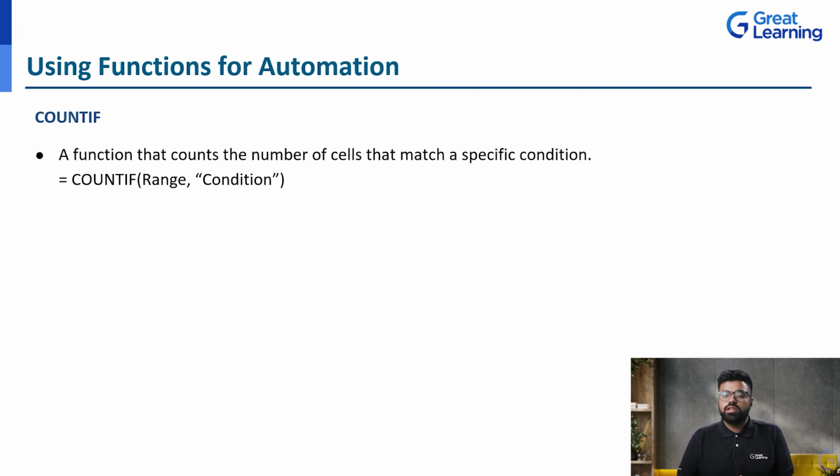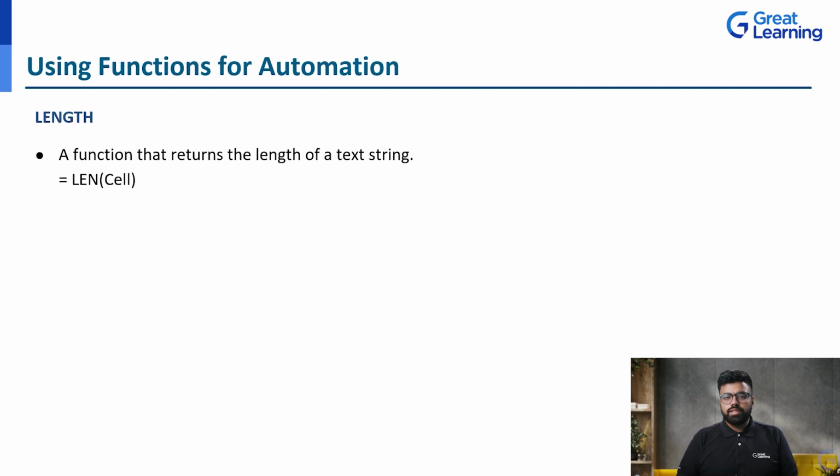COUNTIF is a function that counts the number of cells that match a specific condition. The syntax is equal to sign, COUNTIF, the range and the condition. At the end, what it will give is the number of times that condition has been met. The second one is LEN, a function that returns the length of a text string. It will tell you how many characters there are. The syntax is equal to LEN, and then the cell whose text string length you want.